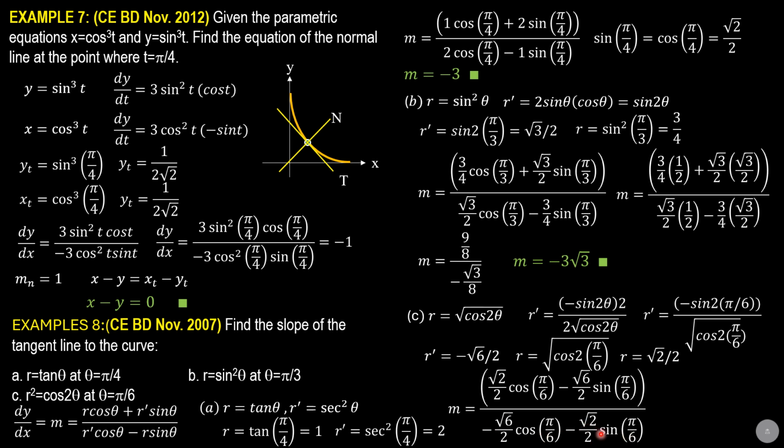So definitely the denominator, because we have the same sign, is not 0 but negative. The numerator: square root of 2 over 2 times cosine pi over 6. Cosine pi over 6 is square root of 3 over 2. So the first term is square root of 6 over 4. The second term, because sine of pi over 6 is 1/2, is also negative square root of 6 over 4. So square root of 6 over 4 minus square root of 6 over 4 is 0 in the numerator, divided by a negative value in the denominator, so the slope is 0. So that's it for this video.